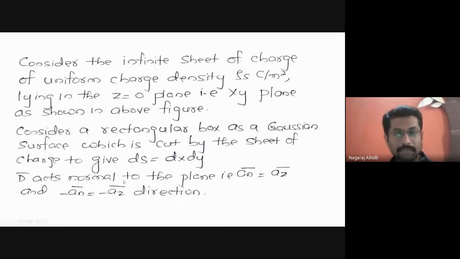D bar acts normal to the plane, that is a_n is equal to a_z bar, and minus a_n bar is minus a_z bar direction. a_n bar is equal to a_z bar and minus a_n bar is equal to minus a_z bar, because a_n and a_z are lying parallel to each other. Wherever is a_z, along the same direction the a_n bar is lying, and wherever is minus a_z bar, minus a_n bar is lying. Hence we consider a_n bar equal to a_z bar, or minus a_n bar equal to minus a_z bar.